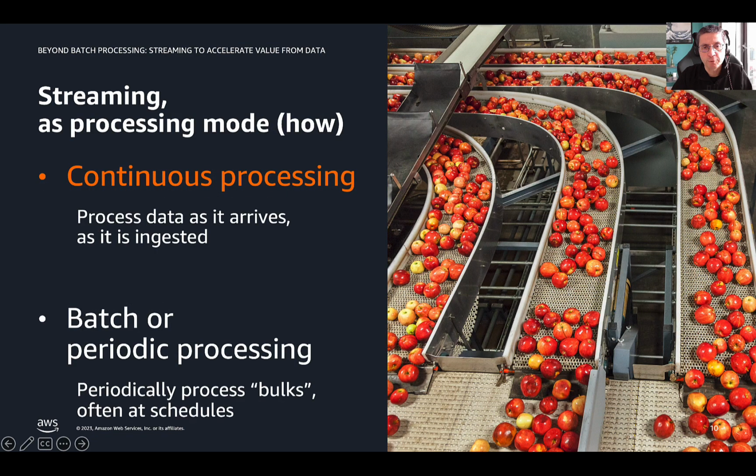When referring to the processing mode, streaming implies processing data continuously. Data points are processed as they arrive. In contrast, again, when we process data as batches or periodically, we process a big but finite bulk of data one at a time and in a finite time. Processing is often scheduled but not necessarily.